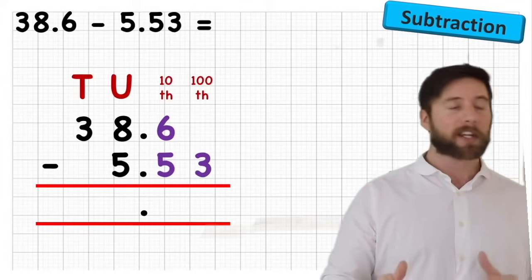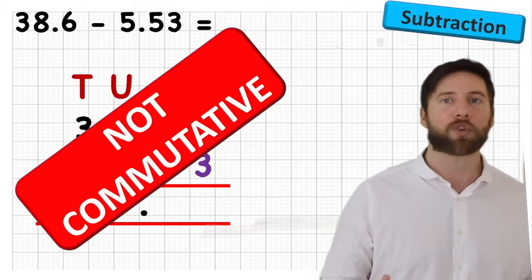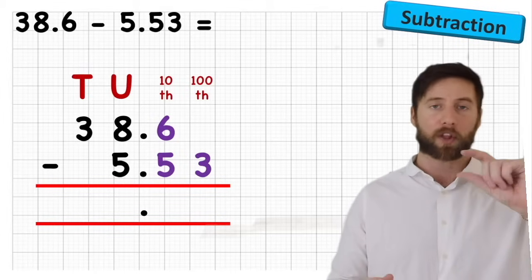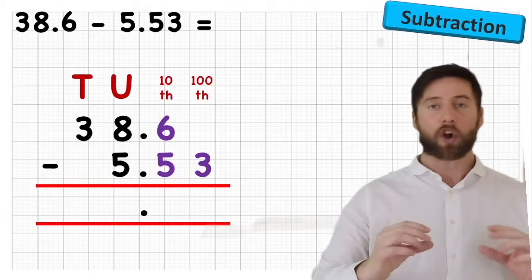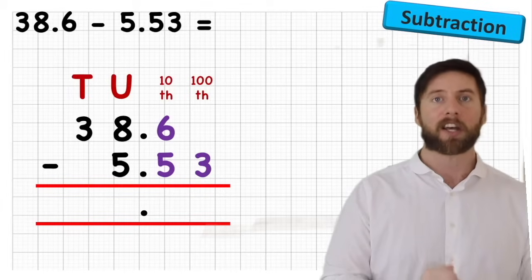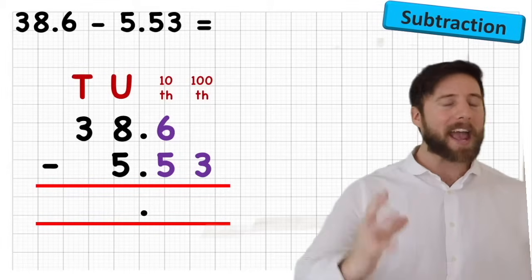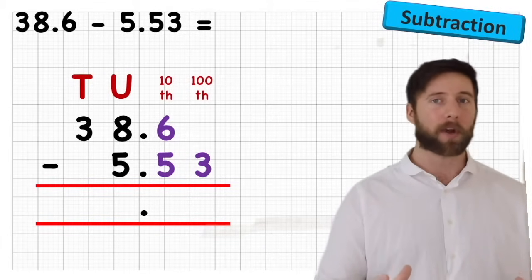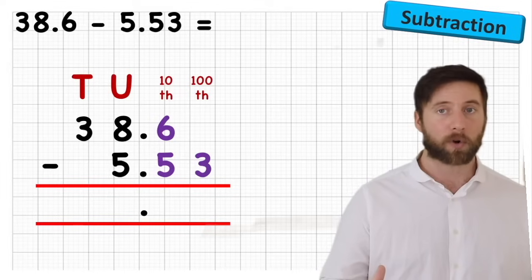commutative. If the question says 38.6 subtract 5.53, we have to do it that way around, and the 38.6 will go at the top, subtract 5.53 will go underneath. Okay, it's not commutative, it will be a completely different answer if we change them around. And the second thing, and the one that everybody makes mistakes on at some point, is forgetting to put in our placeholders. And let's see why that's really important, okay?